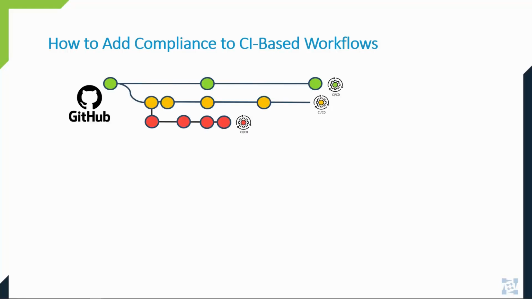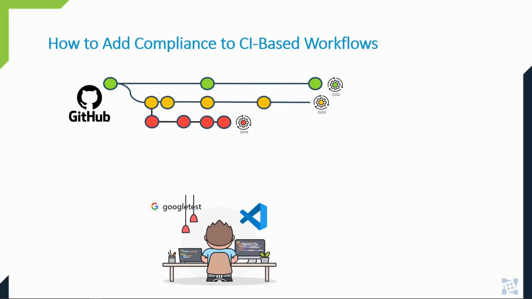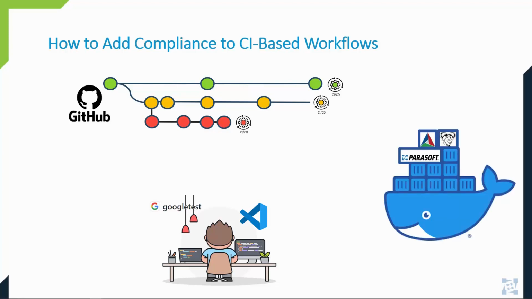GitHub is our CI platform. Developers use VS Code for coding and GoogleTest for unit testing. Our toolchain is fully Dockerized and it includes CMake, Ninja, GCC compiler, and of course C++ Test CT. The use of containers ensures ease of infrastructure instantiation and consistency between developers' desktops and CI.